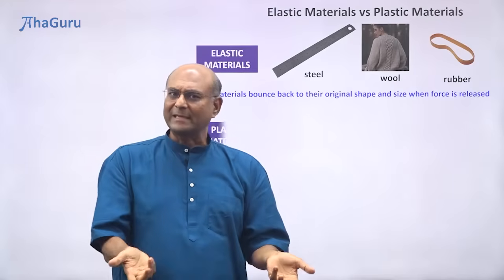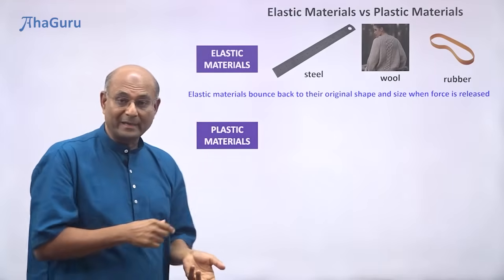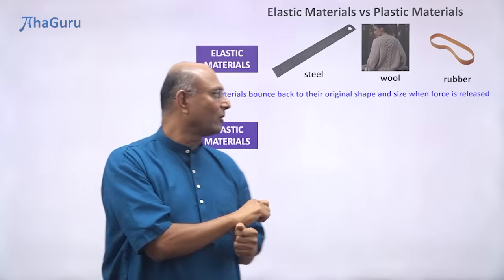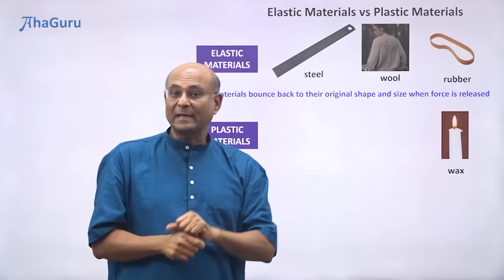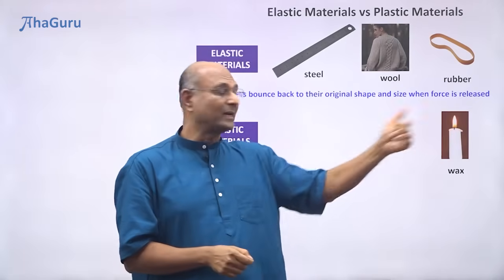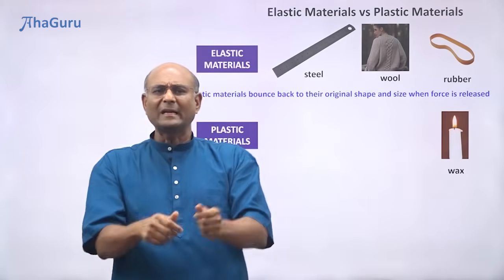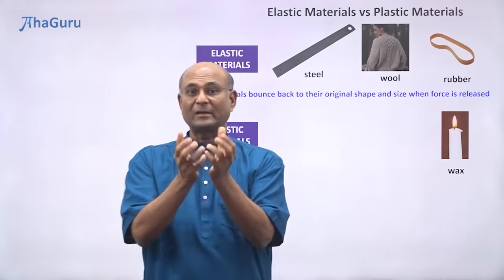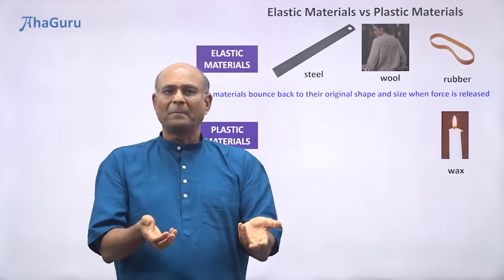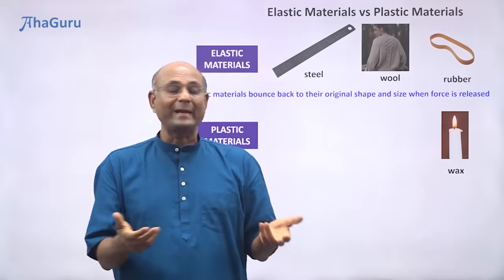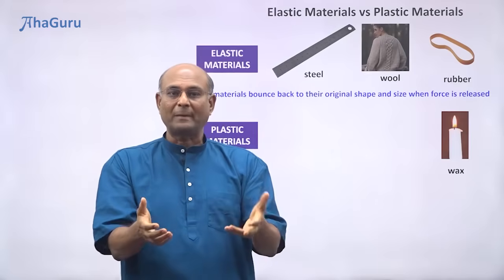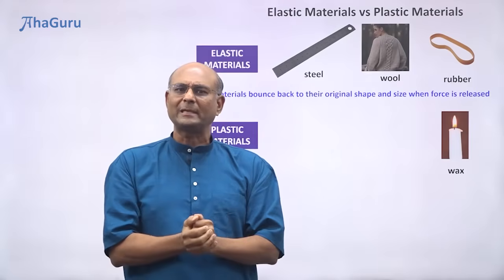What is then a plastic material? Well, a plastic material obviously doesn't come back to its original shape or size. Let us take the example of a candle. Now, candle is made of wax. So if I take this candle wax and I press, the shape of whatever wax that you've got will obviously change. But when you release the force, will it go back? No, right? It will remain in the shape that it had got. When you pressed it, whatever shape it was in, when you release it, it will remain in that shape.